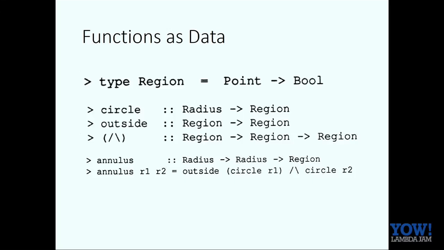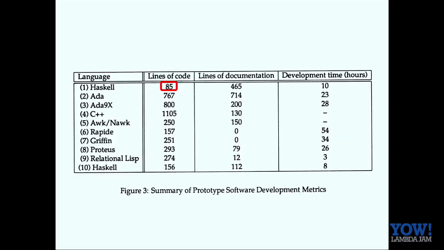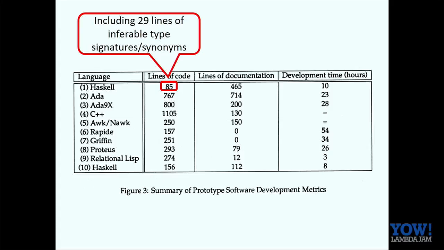And when the solutions were compared, these were the results. Here's a table from the paper. Here's Mark's solution. It's 85 lines of code. And that compares very well with 760 lines of Ada, or 1,100 lines of C++. So that was great. What I think is a bit of a shame is that Mark was very fond of writing type signatures, which you don't have to do in Haskell. So of those 85 lines, 29 were lines the type checker could have inferred for him. So it could have been a 56-line solution. He missed an opportunity there.